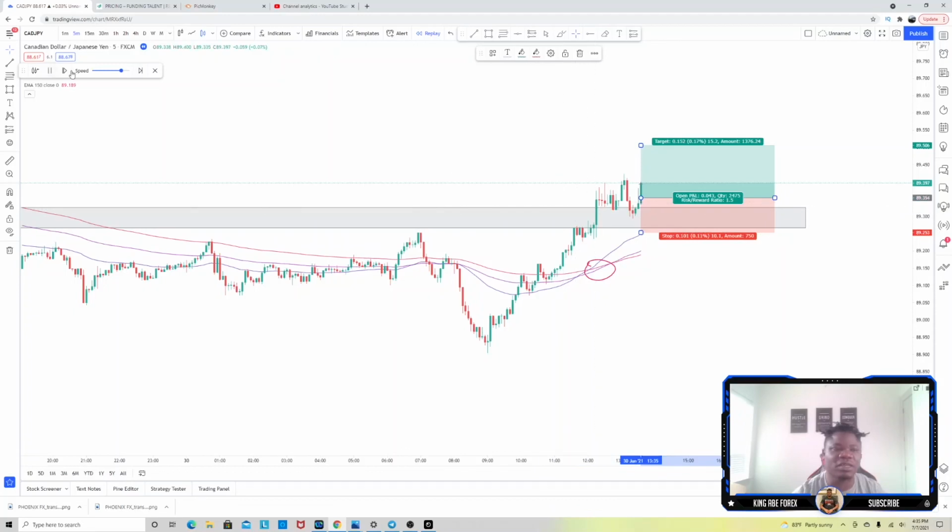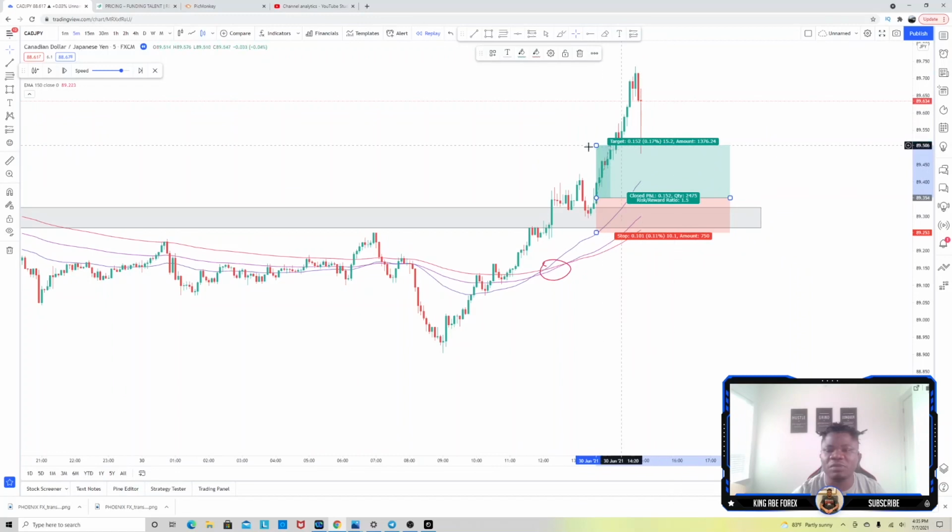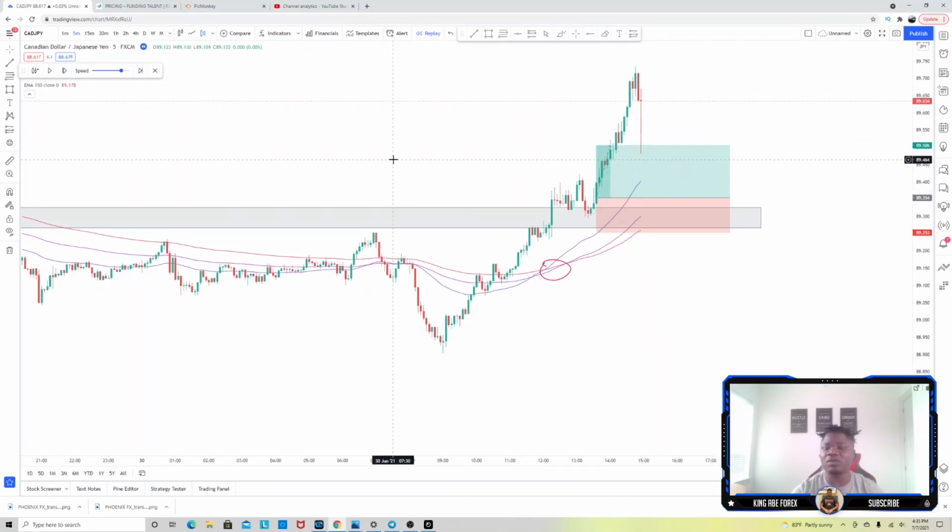So now let's see how this trade played out. Bam. We got our take profit smash right there for 15 pips. So guys, this is how you use this scalping strategy. It's a very easy strategy to use, as you guys can see.